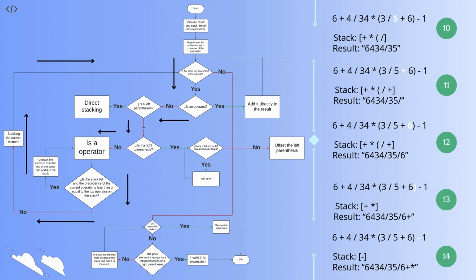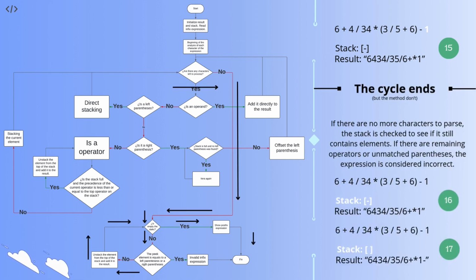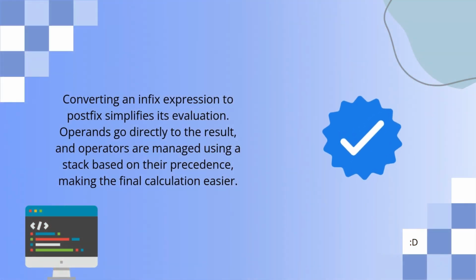Fourteenth character. Lastly, we have the minus operator. This will cause the plus and the multiplication operators to be unstacked. Then, this itself will be stacked. Fifteenth character. And we have another operand that will go straight to the result. Finally, we are out of the loop and the expression is partially converted, but we have to check if there are any elements left in the stack. And as we can see, the stack has the minus operator that will have to be unstacked to add it to the final answer. In this way, we have followed step by step how an infix expression is processed until it is converted to postfix.